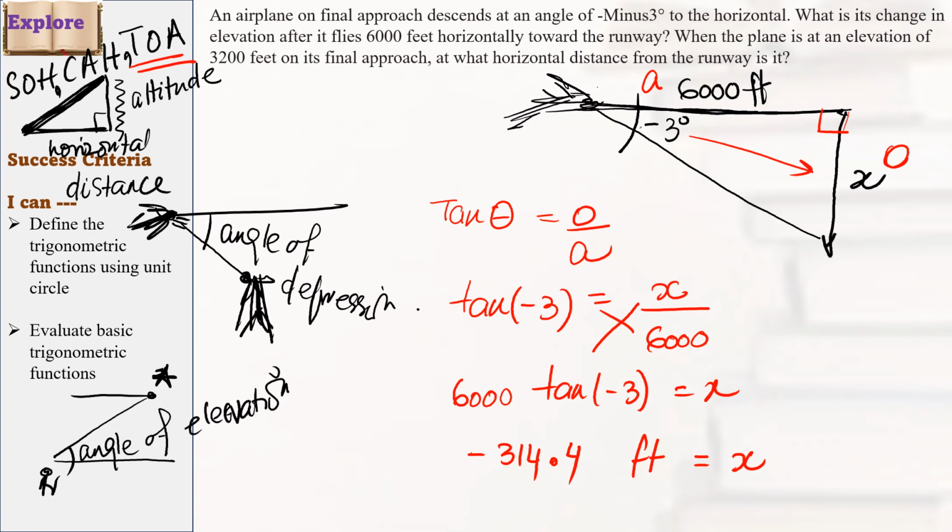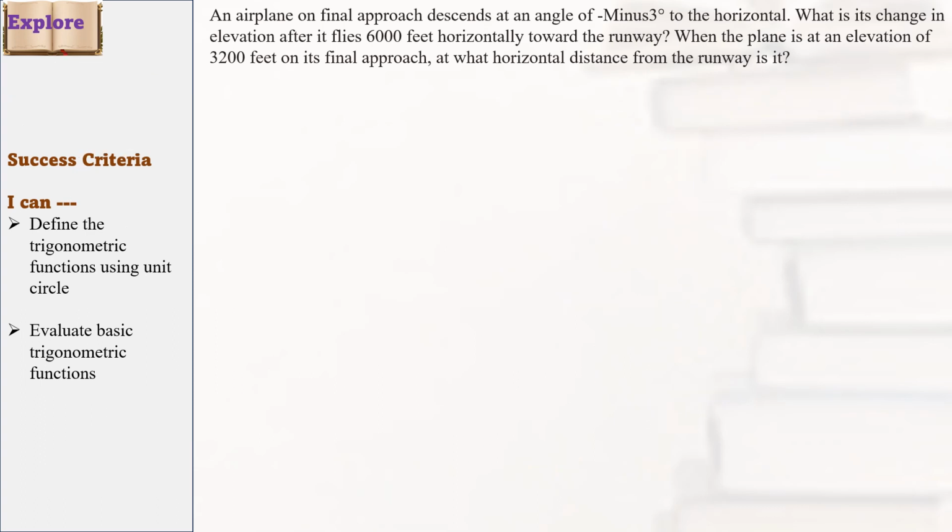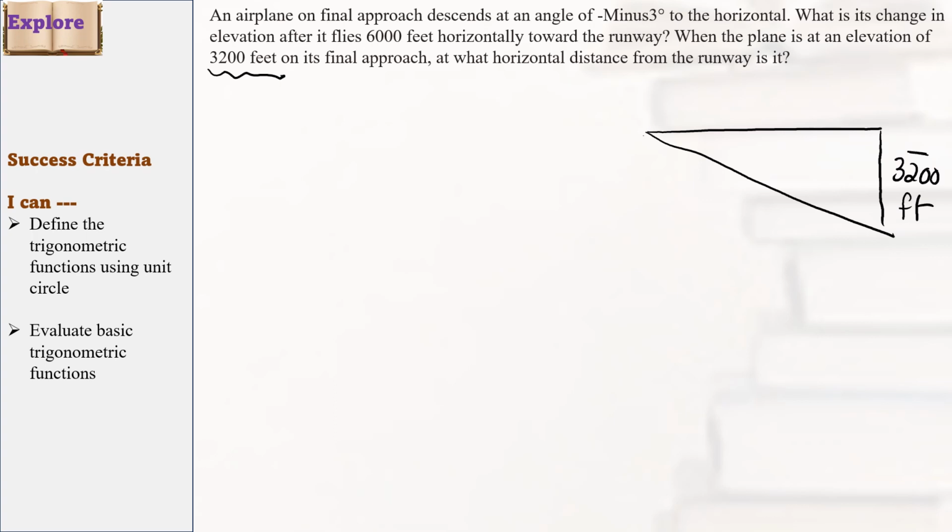Now they are asking another part. The next part is this: when the plane is at an elevation of 3200 feet on its final approach, at what horizontal distance from the runway is it? So we have to find out, if the elevation is 3200, and since it is descending, we will write it with the negative sign, -3200 feet, because it is descending.